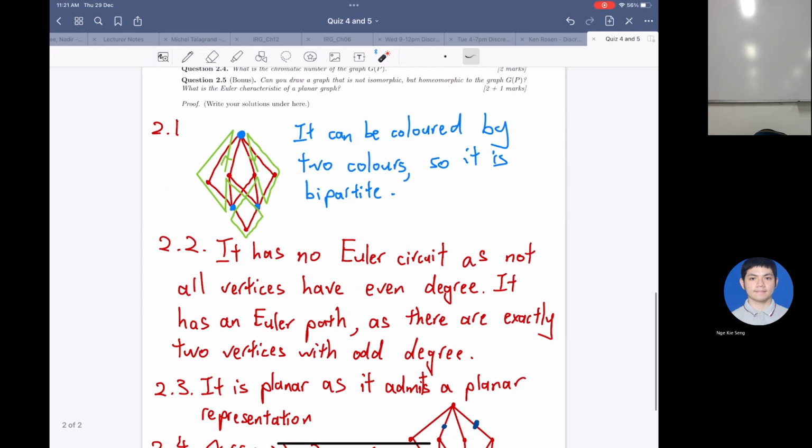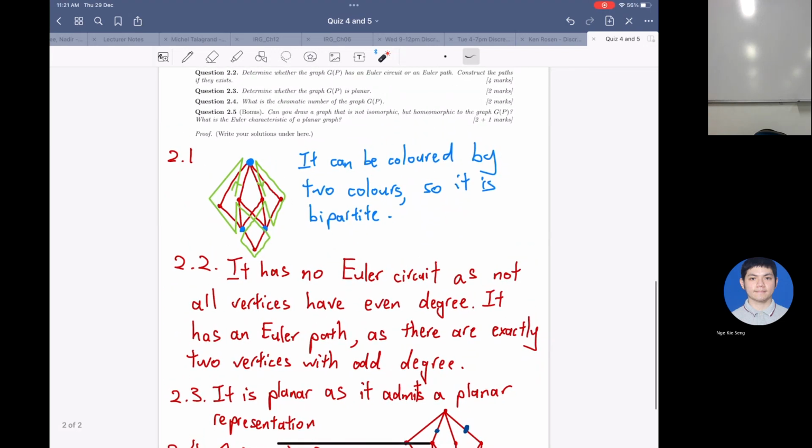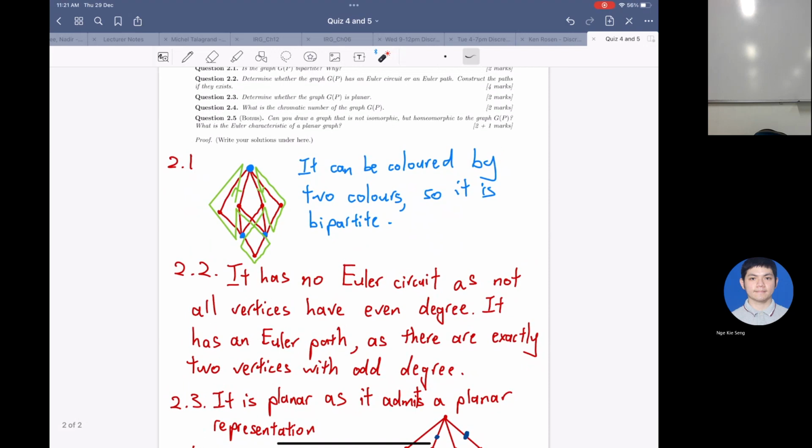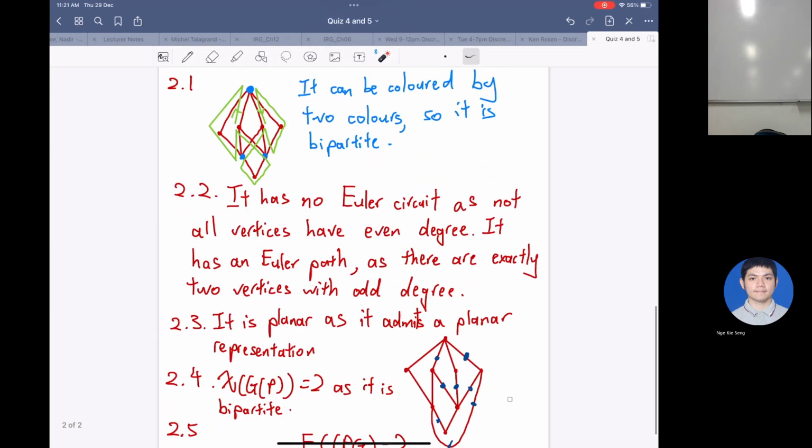What's the chromatic number of the graph? If you know how to check bipartite using chromatic number, then this question is just a bonus mark for you. The chromatic number of the graph is 2 because it is bipartite. You don't need to show less than or equal to 2 and greater than or equal to 2, because in class we already said that the chromatic number of a bipartite graph is always 2. This is how we determine the graph color. Make sense? This is a special case of chromatic number equal to 2.